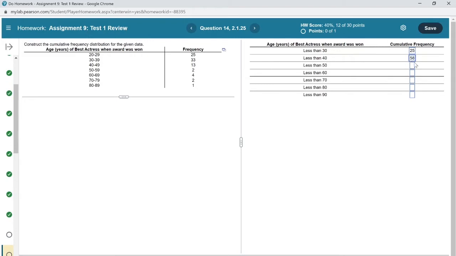Yes, 58. To fill out the next box, you just add 58 plus 13, because anything less than 50 means all three of them. So you have to add all three of them. 58 plus 13 is 71. Similarly, for the next one, 71 plus 2 is 73. For the next one, 73 plus 4 is 77. For the next one, 77 plus 2 is 79. And then finally 79 plus 1 is 80. There should be a total of 80 data. Okay.